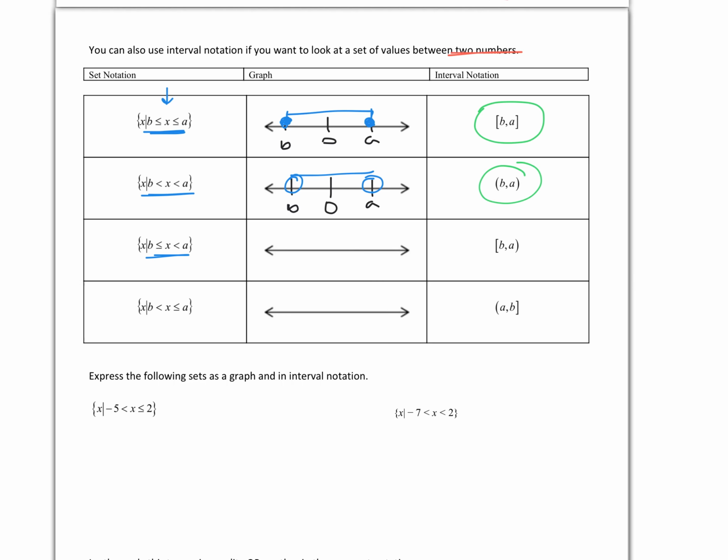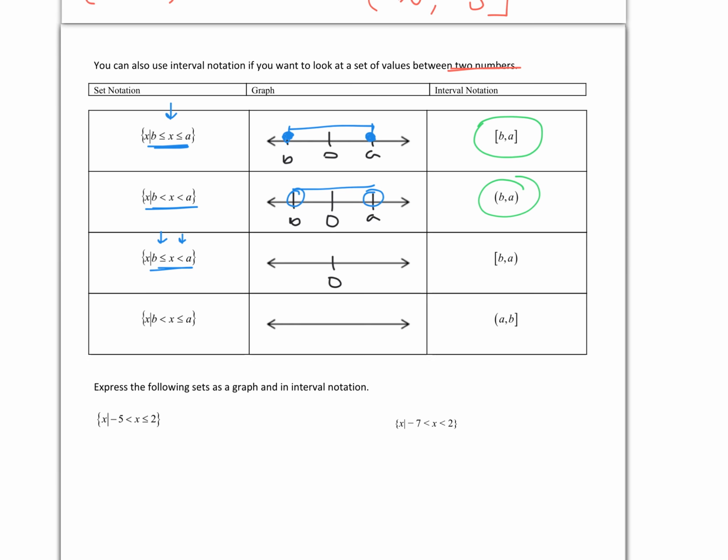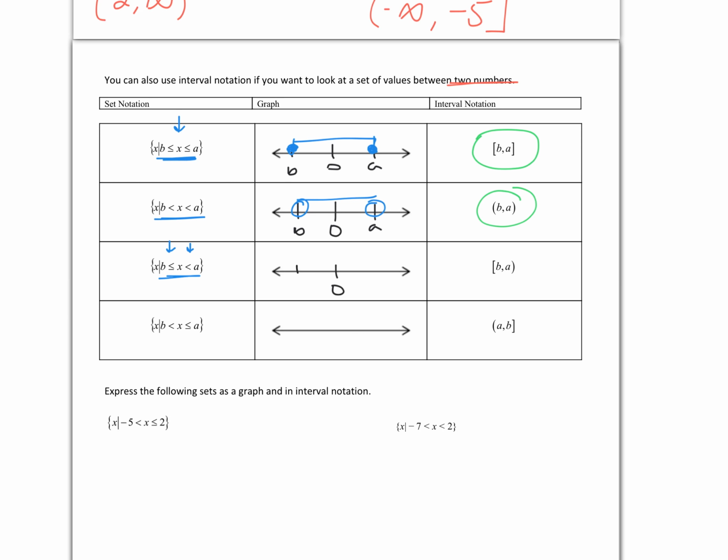This is just a combination of it. We are including B, not including A, if you notice those inequality symbols. So we're just going to make that adjustment. B and A. Closed at B because it's included. Open at A because it's not. And then you notice under interval notation, B has a bracket, A has a parenthesis.